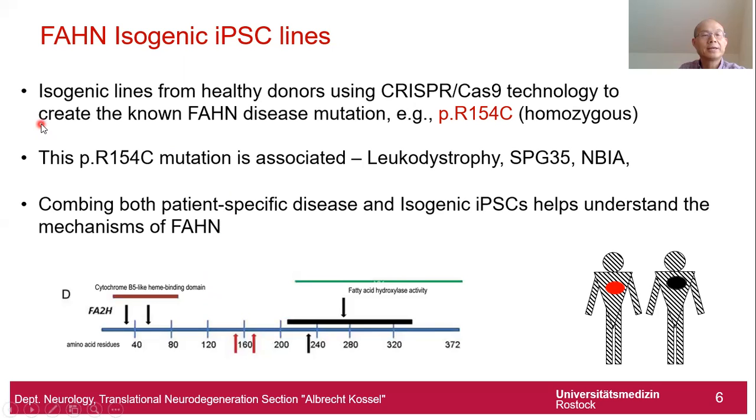We establish isogenic lines from healthy donors using CRISPR-Cas9 technology to create the FAHN disease mutation, for example, like this one. Because this type of mutation is associated with leukodystrophy, SPG35, and NBIA. Therefore, combining both patient-specific disease and isogenic iPS will help us understand the mechanism of FAHN.